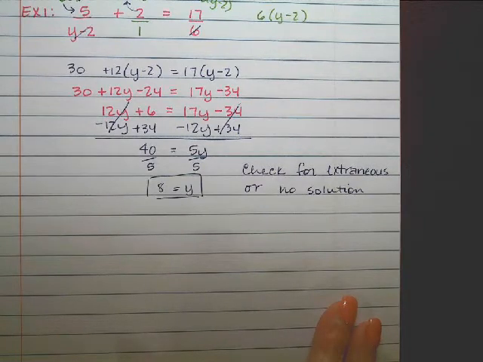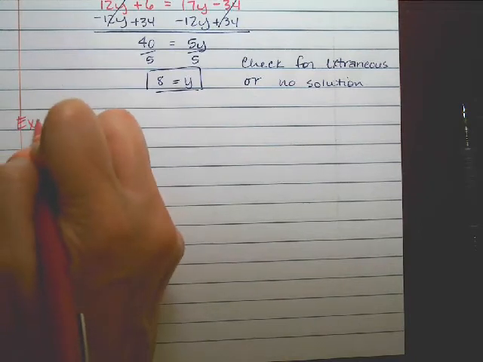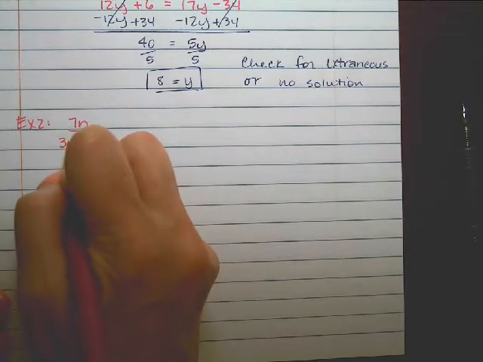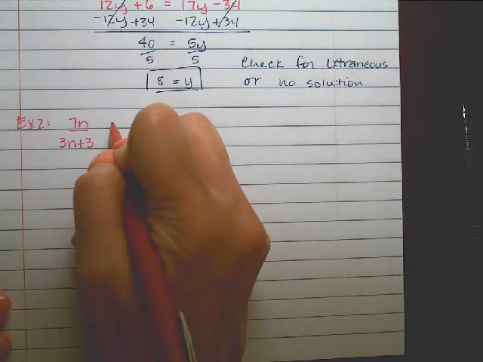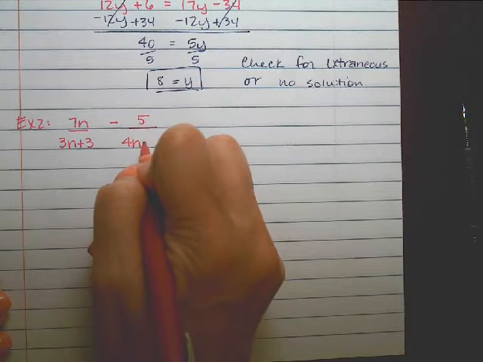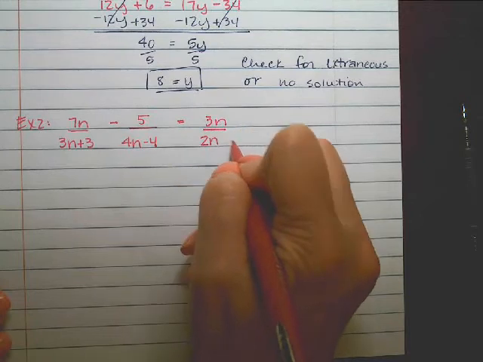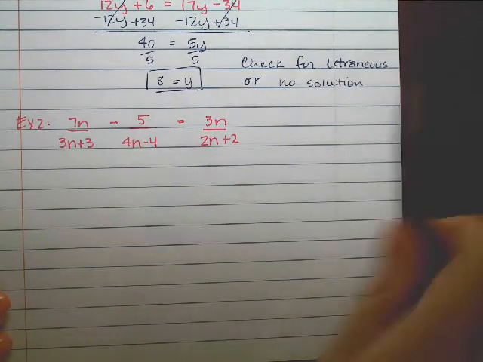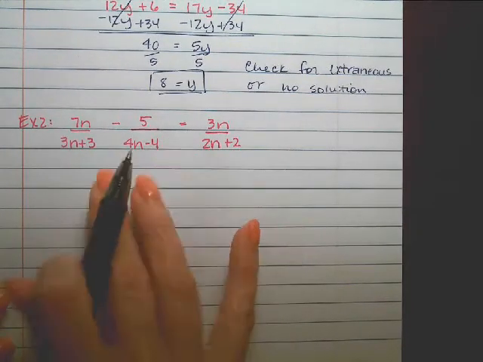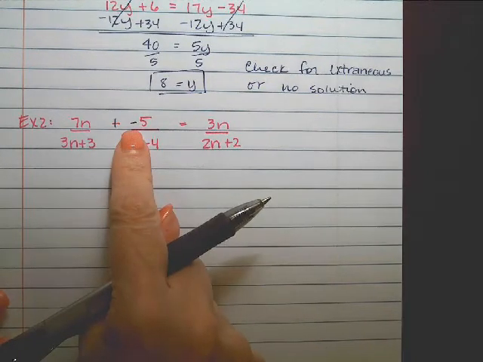Alright, example 2. We have 7n over 3n plus 3 minus 5 over 4n minus 4 equals 3n over 2n plus 2. We're going to do a couple things on this one. Remember, every example has a reason. Here we're going to change this to negative and this to plus so we don't lose our sign right here.